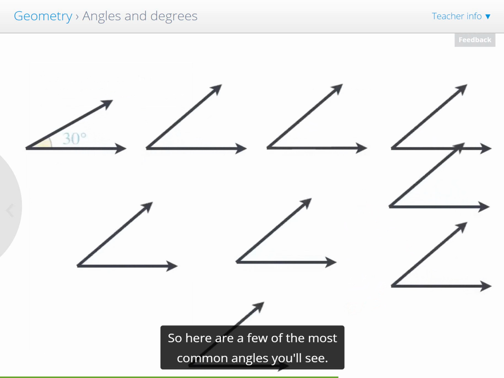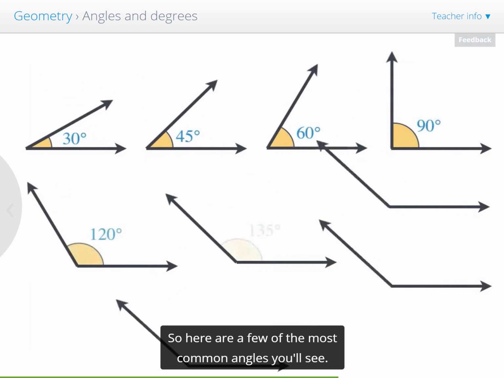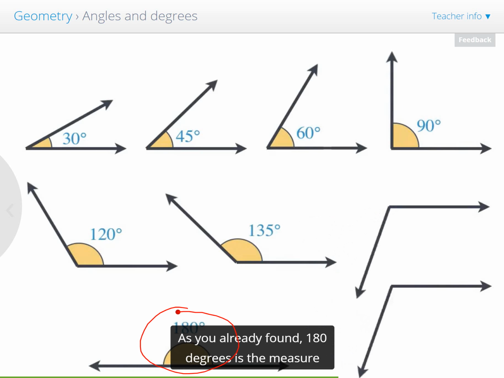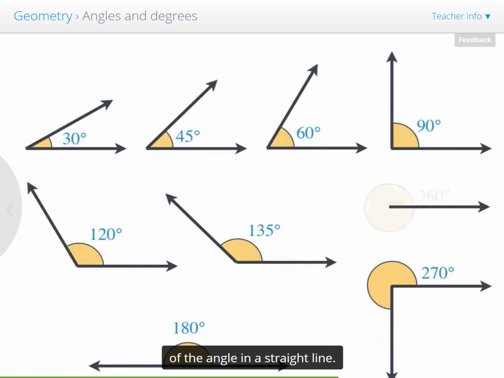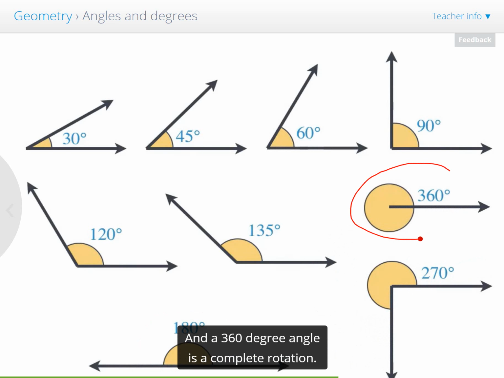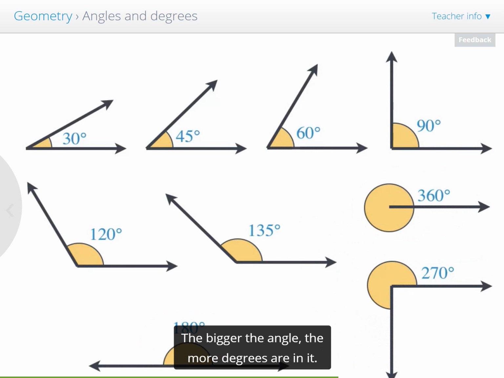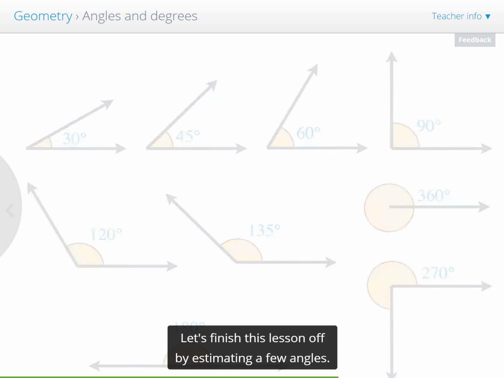So here are a few of the most common angles you'll see. As you already found, 180 degrees is the measure of the angle in a straight line, and a 360-degree angle is a complete rotation. The bigger the angle, the more degrees are in it. Let's finish this lesson off by estimating a few angles.